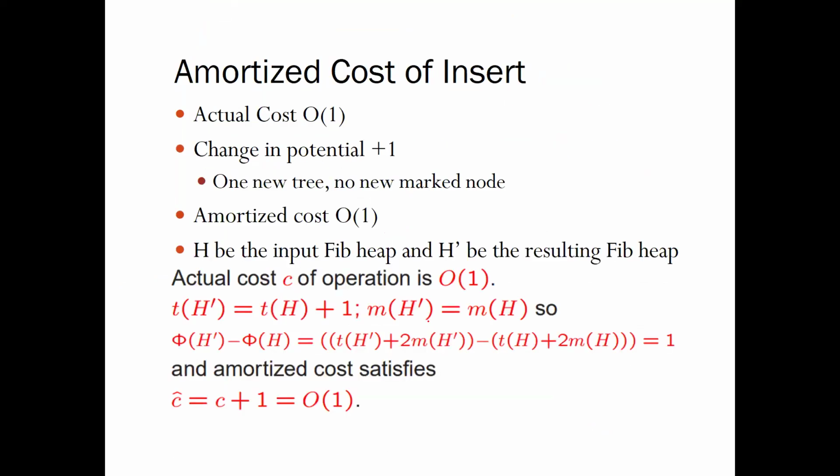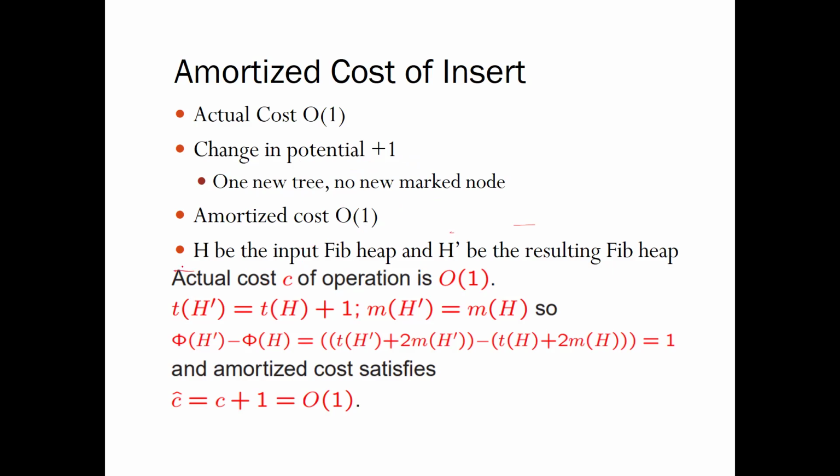Now, what is the amortized cost of insert? You know that the actual cost is just O(1). Actual cost C will be O(1). The change in potential is also +1. So when you insert one new tree and it does not have any marked node, basically the amortized cost also becomes O(1). So we'll see how this is done.